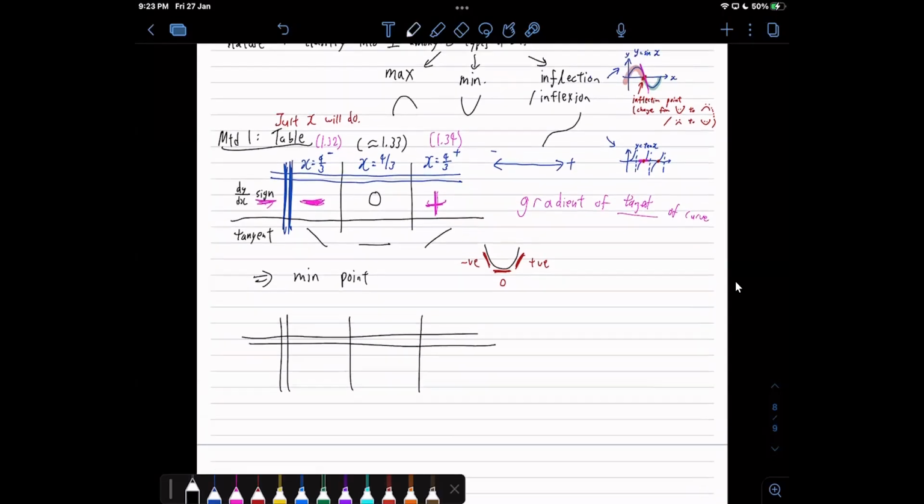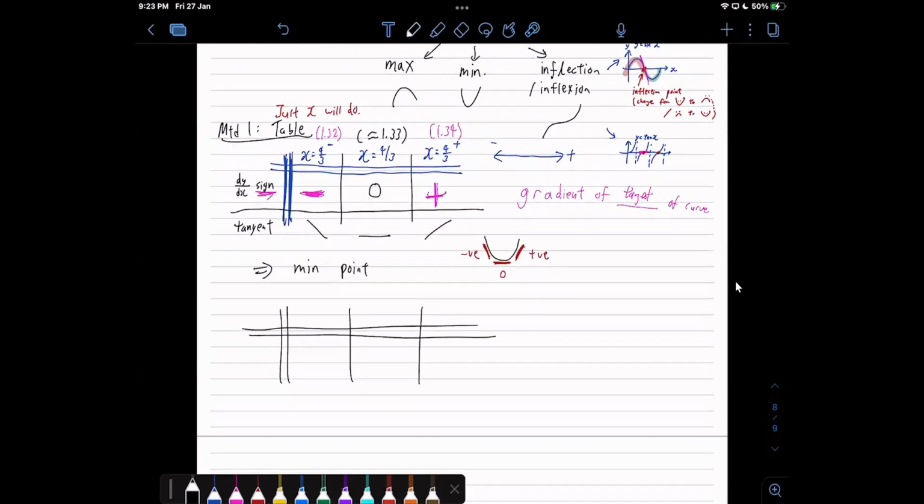Like this. What is it? X equals negative 2/3. Okay, x equals negative 2/3. Then in the middle, left side is negative 2/3 minus, right side is x equals negative 2/3 plus. Then you find the sign of dy by dx. What's the sign? The one in the middle is always zero.